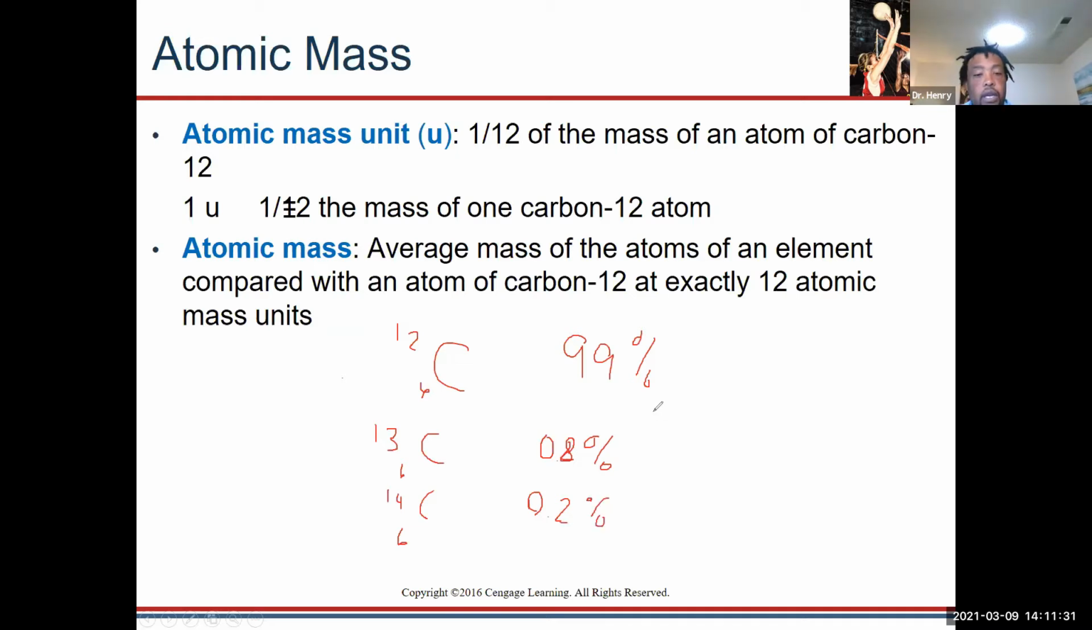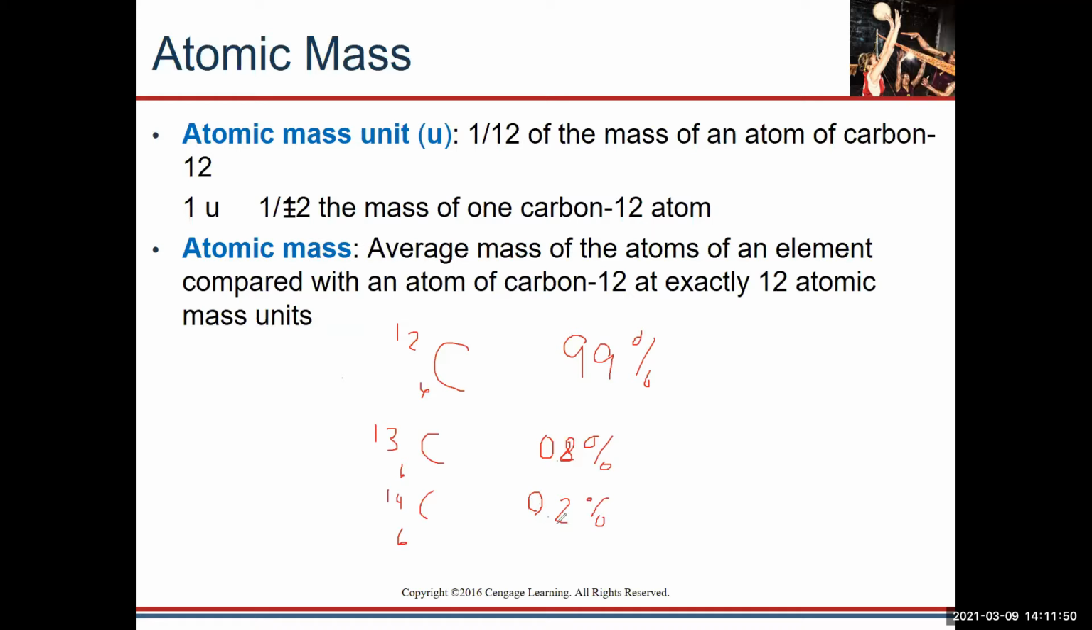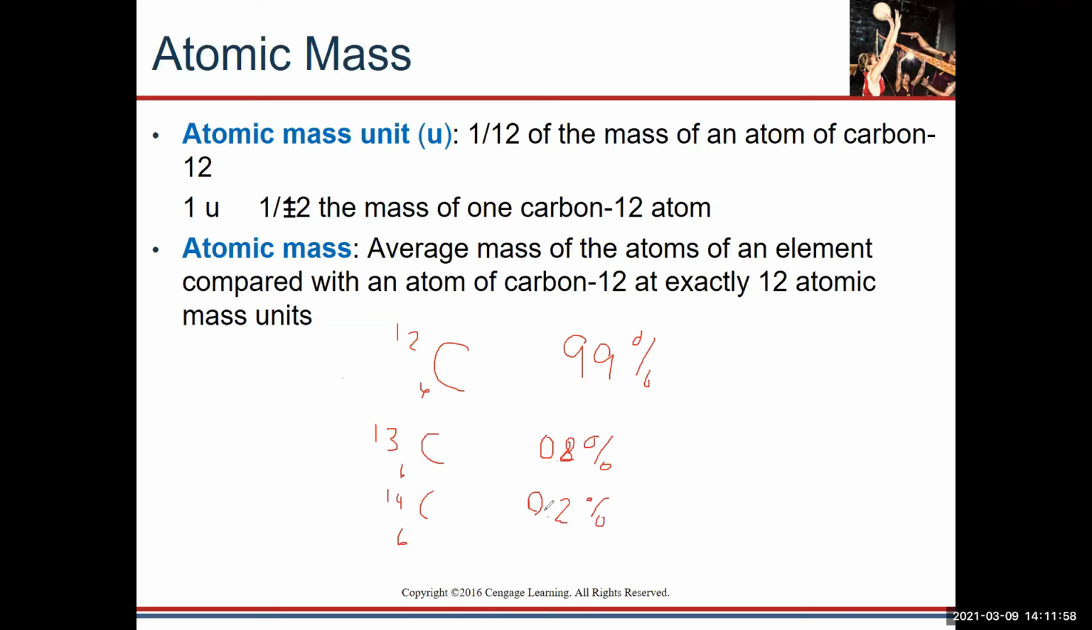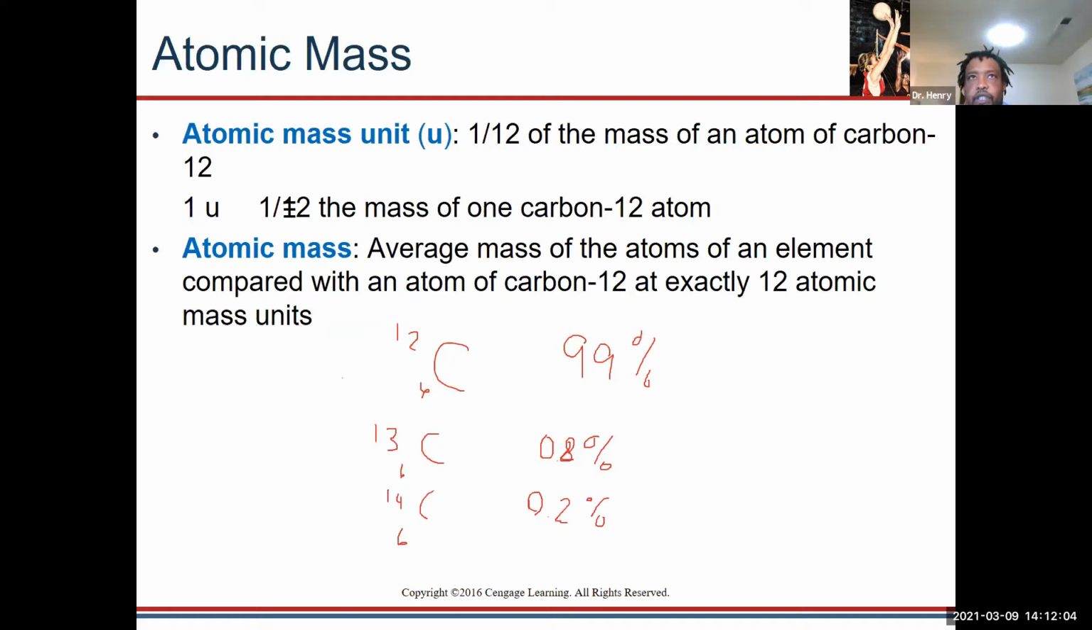So if we took all the carbon and had 100 carbon atoms, 99 of them would be carbon-12. Only 0.8 would be carbon-14, and only 0.2 would be carbon-13, and only 0.2 would be carbon-14. You get that? Good. And so what you see on the periodic table is just the average of them based upon the abundance.